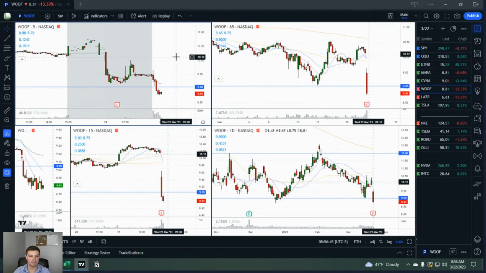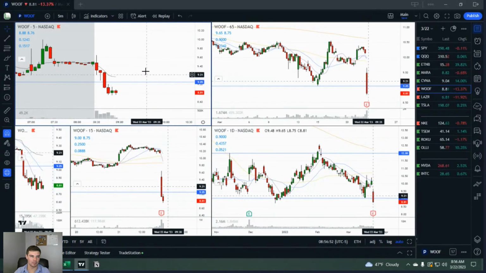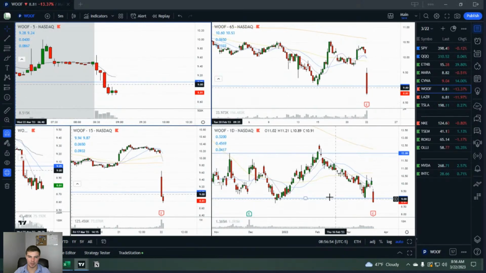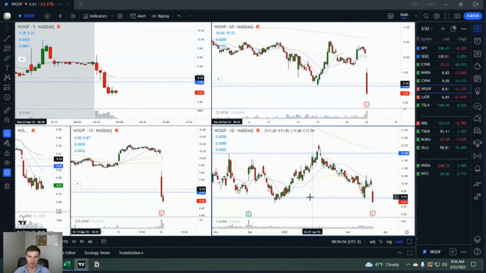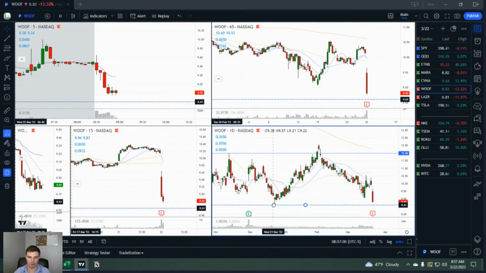So Wolf is down quite a bit. Kind of forming a bit of a breakdown, but I'm not a big fan of it. Still at some support right here. You can see this pivot in the $850 area.